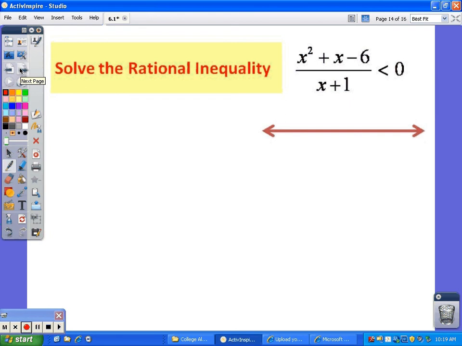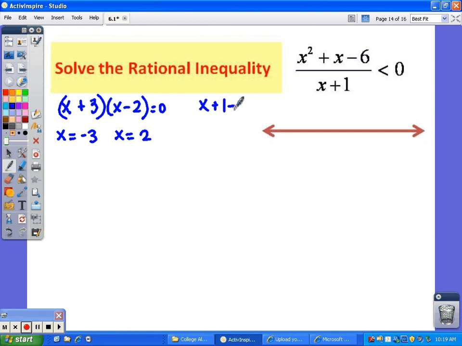Alright, this next one. The top you can factor as x plus 3 and x minus 2 to help you find your critical values of negative 3 and 2. Taking the denominator and setting it equal to 0, you would get a third critical value of negative 1. So putting those on the number line, negative 3 is the smallest, then negative 1, and then positive 2. So this time, since we have 3 critical values, you have 4 areas to test. So we'll start with the first one.